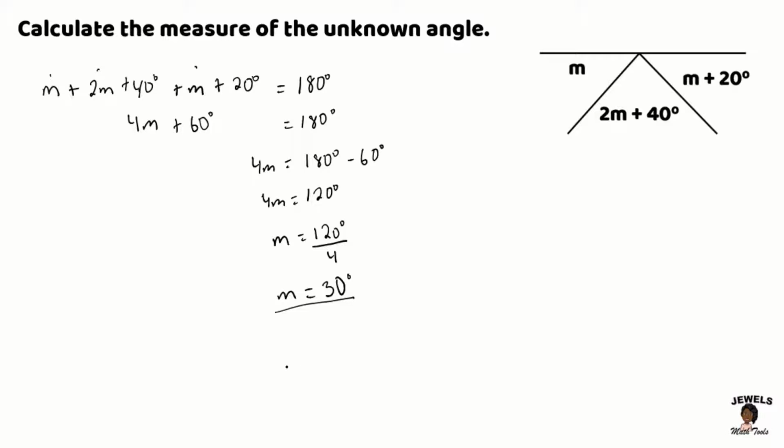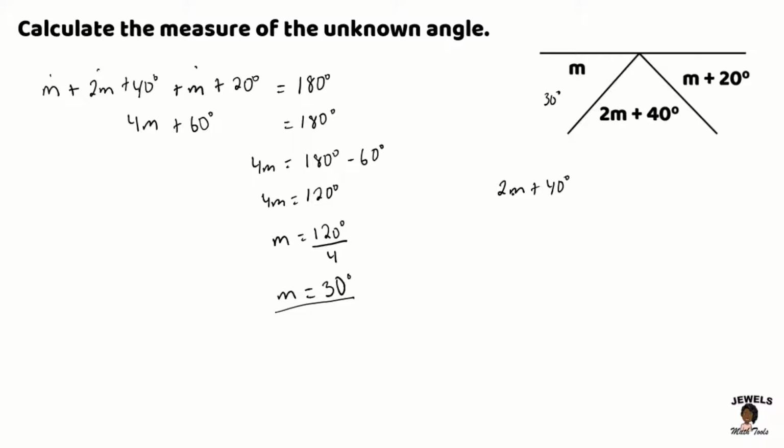So now that we found the measure for m, which is equal to 30 degrees, we now need to go back and solve all of these individual angles. So my first angle I solved was m. So I know that m is equal to 30 degrees. Now I need to find out what is the measure of 2m plus 40 degrees.